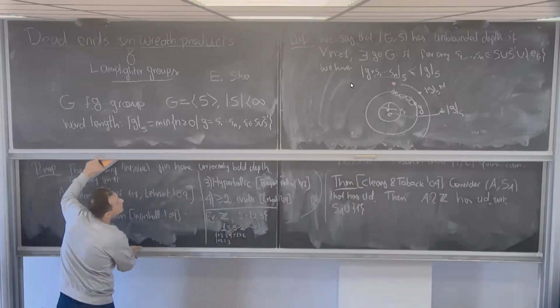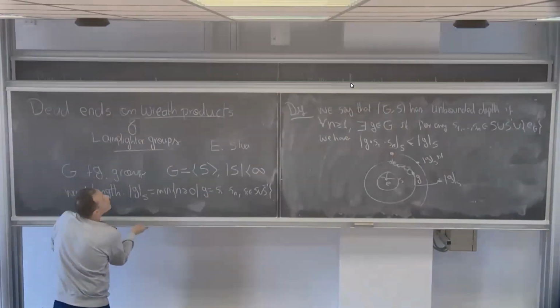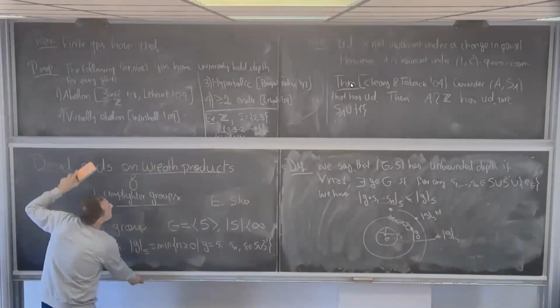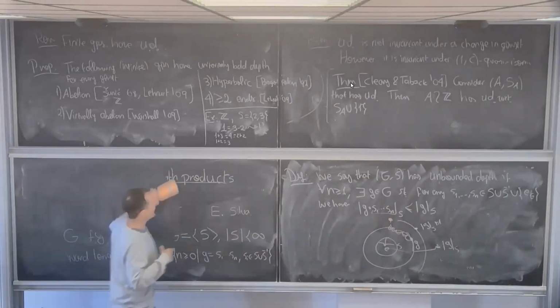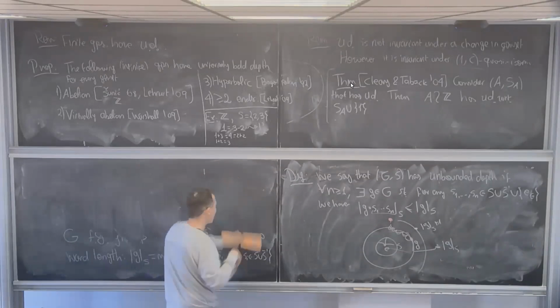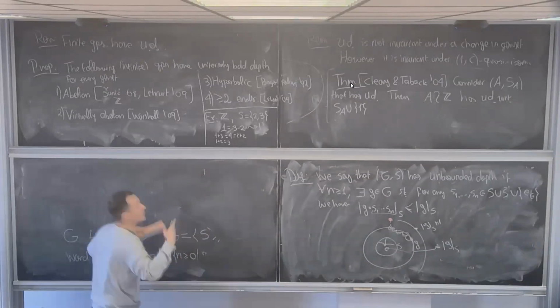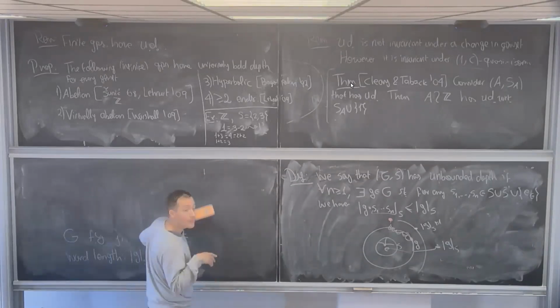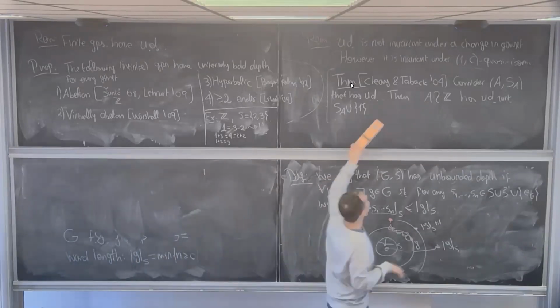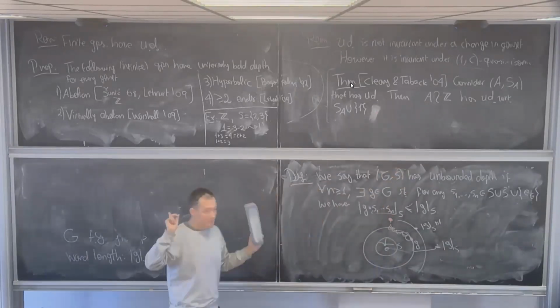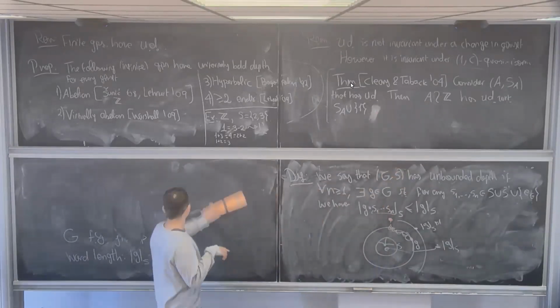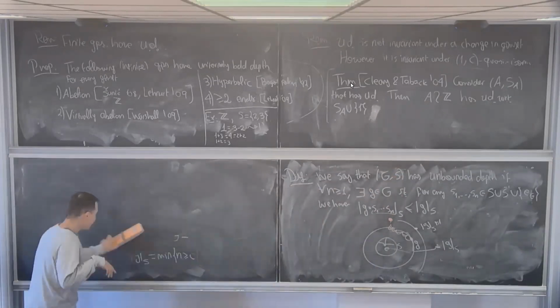I would like to mention that, well, that was the first example, but it's not true that that group has this property for every generating set. So, what do you mean by first example? First example of what? First example of an infinite group that has unbounded depth. Because the other ones are uniformly bounded, right? Yep.